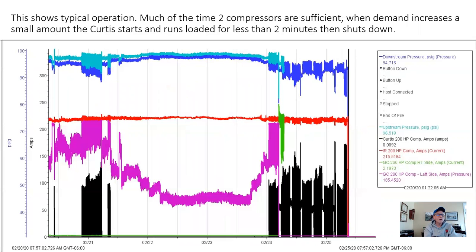This shows typical operation. Much of the time, 2 compressors is sufficient. So when the black goes away down here, then we're just on these 2. And you can see there's a period, I don't remember what days, this may be a weekend, I'm not sure, but at any rate, this left side Gardner-Denver was lightly loaded. This guy was carrying most of the plant by itself.